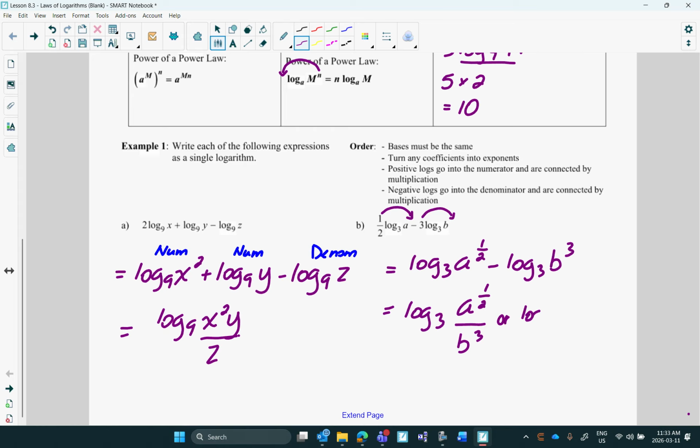Or, what's another way to say a to the 1/2? Yeah. Okay. So again, think of it like when we're using pluses and minuses, well, we assume there's a plus in front, so that's going to stay in the numerator when I write it as a single log. This has got a minus in front, it's going in the denominator. Okay.